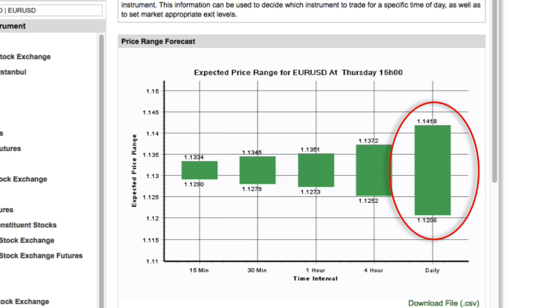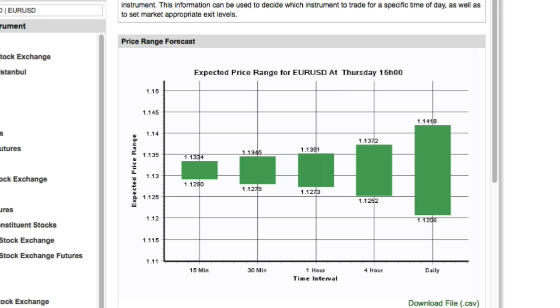The last bar is a whole day, and over a whole day there is naturally expected to be a much larger price movement than over just 15 or 30 minutes. The probability that the price will stay inside the green bar for the given time interval is 68%. It's important to understand that this graph is a forward-looking view taken at a specific point in time. That time is indicated just above the graph.